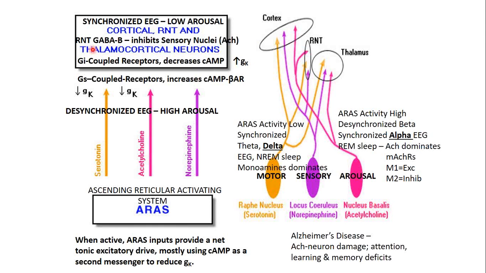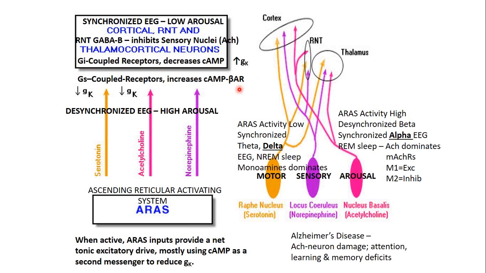So that's the role of the RNT neurons. Primarily, the RNT neurons in the thalamus are the main source of GABA, gamma-aminobutyric acid, the main inhibitory neurotransmitter. There are two types of GABA receptors, A and B. This happens to be the GABA B receptor, and the GABA B receptors are responsible for decreasing cyclic AMP.